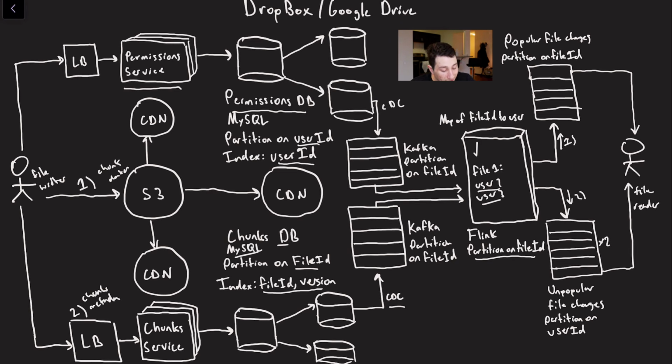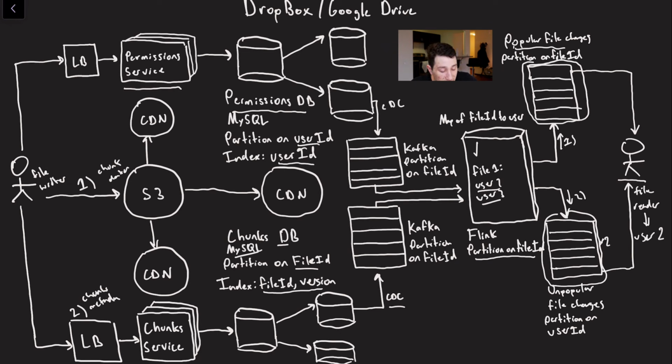The last aspect of this is we've got our file reader right here. So let's say this is user 2. User 2 knows what documents it cares about or what files it cares about, so it can go connect to the queue for user 2 automatically, and then it can connect to all of the queues for our popular files and kind of just filter out those changes as needed.